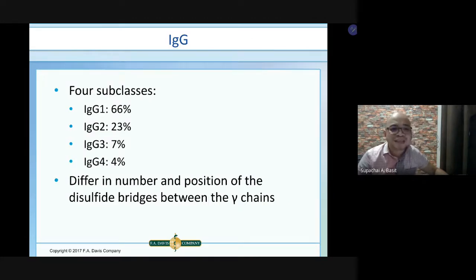So there are 4 subclasses of IgG. Okay, so we have the IgG1, which predominates for about 66%, followed by IgG2 for about 23%, and then IgG3 is 7%, and the least abundant among them all is the IgG4. So how do we differentiate IgG1 from the rest of the other subclasses? So they differ in the number and position of disulfide bridges between the heavy chain.